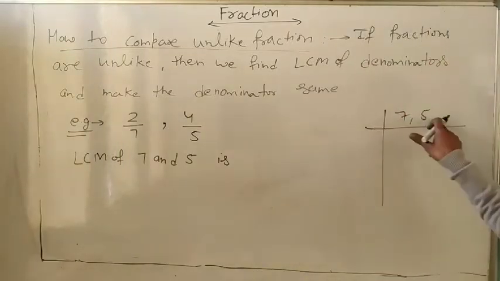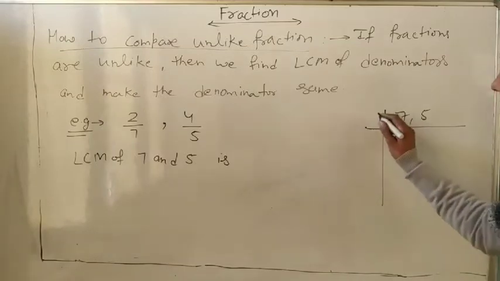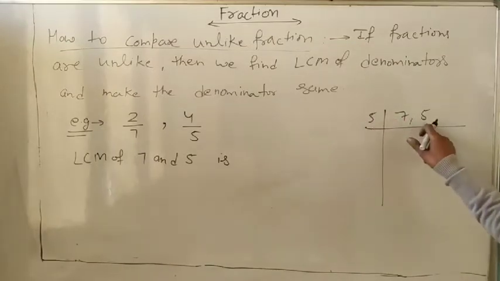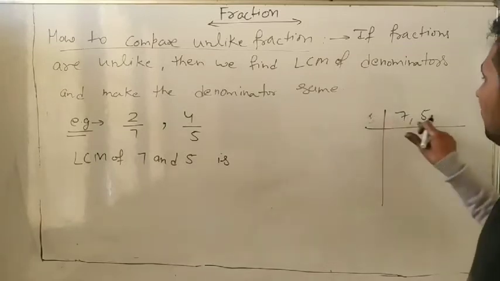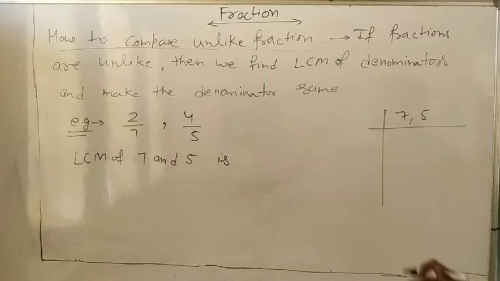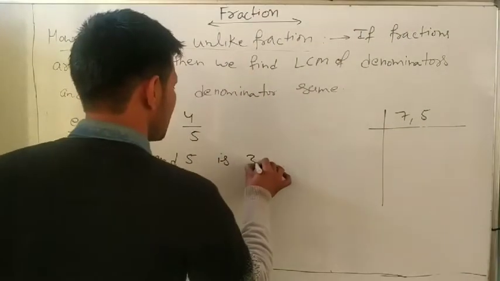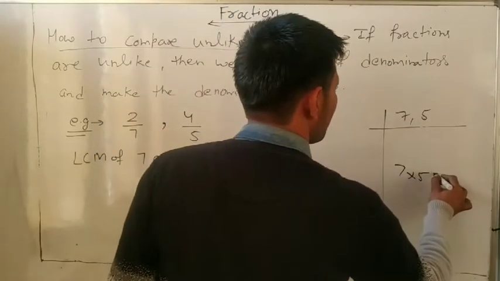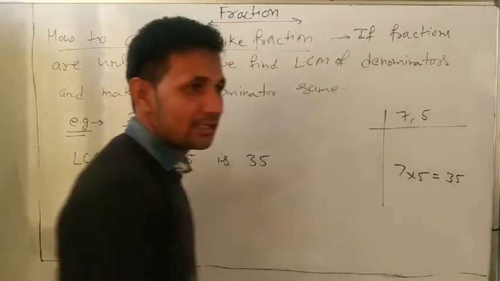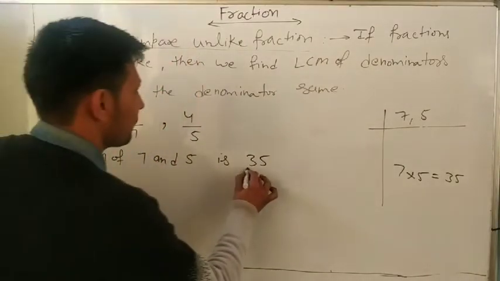Okay, so we will divide. Is it divided by 2? No, both numbers are not dividing. Any other number? By 5, are both numbers dividing? No, only 5 can be divided by 5, not 7. So there is no number which divides both numbers. So 7 into 5 is 35. Now the LCM of 7 and 5 is 35.